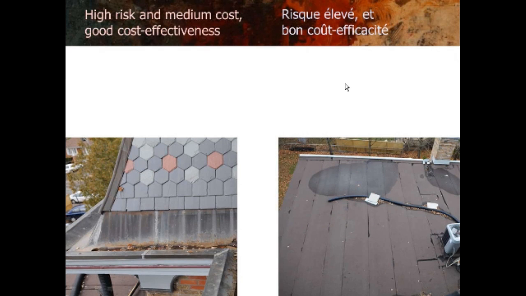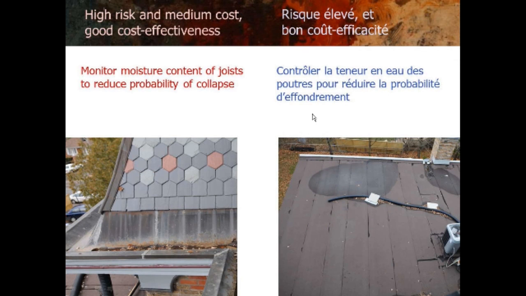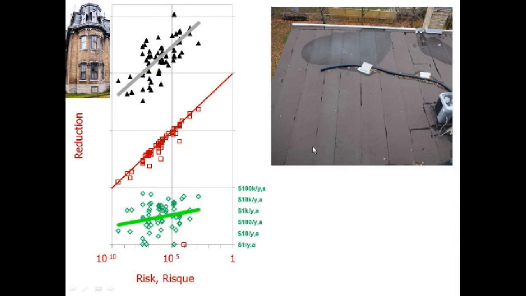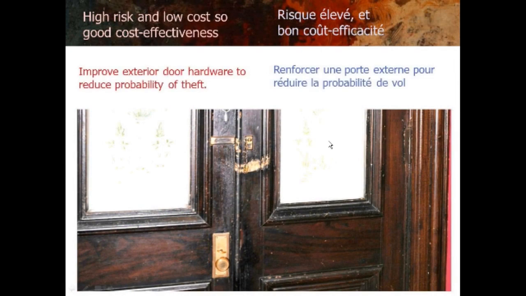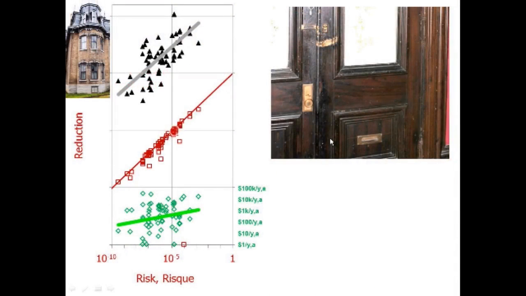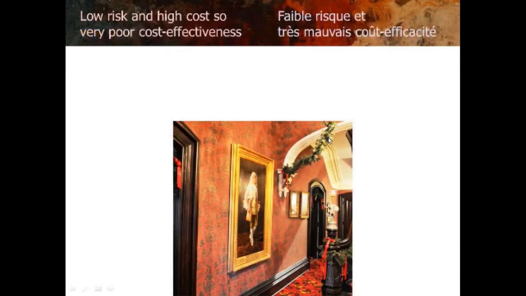High risk and medium cost examples, good cost effectiveness. Monitor moisture content of the joist to reduce probability of collapse. So you saw that was the risk here, that was the cost, that was its effectiveness. Do it. High risk, low cost, so good cost effectiveness. Improve exterior door hardware to reduce probability of theft. It was a middle of the road risk, it was a super low cost, and it was terrific cost effectiveness.